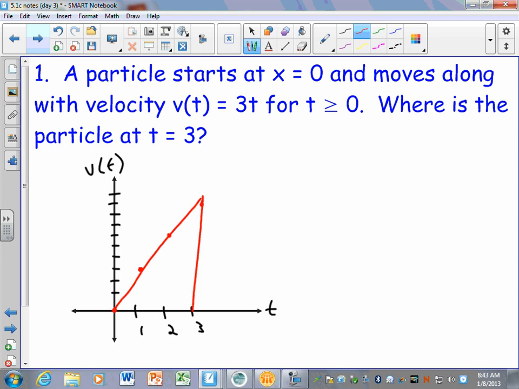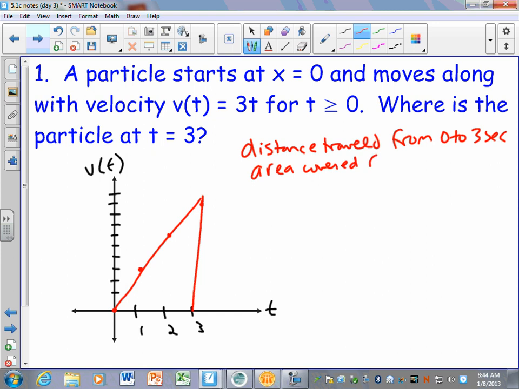So if I want to find where the particle is at time t equals 3, I just want to find the distance traveled from 0 to 3 seconds. And that's the same as saying the area covered from 0 to 3 seconds. So just like with derivatives, we think derivatives equal slope, we want to start thinking about integration. Integrals kind of equal the area that's covered of that closed figure there.